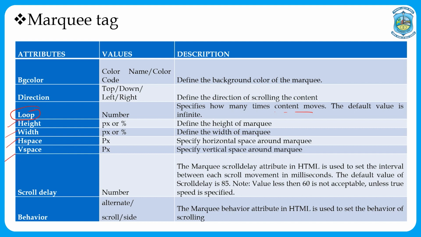Next is H space and V space. This is to specify horizontal space and vertical space around the marquee, and the value it takes is in pixels. Then we have scroll delay. The value again is given in number. The marquee scroll delay attribute in HTML is used to set the interval between each scroll movement in milliseconds.